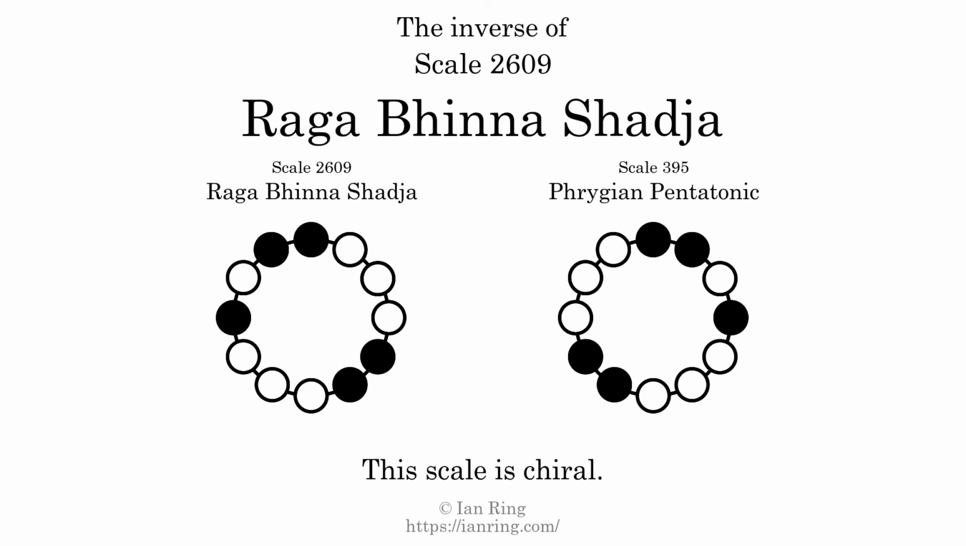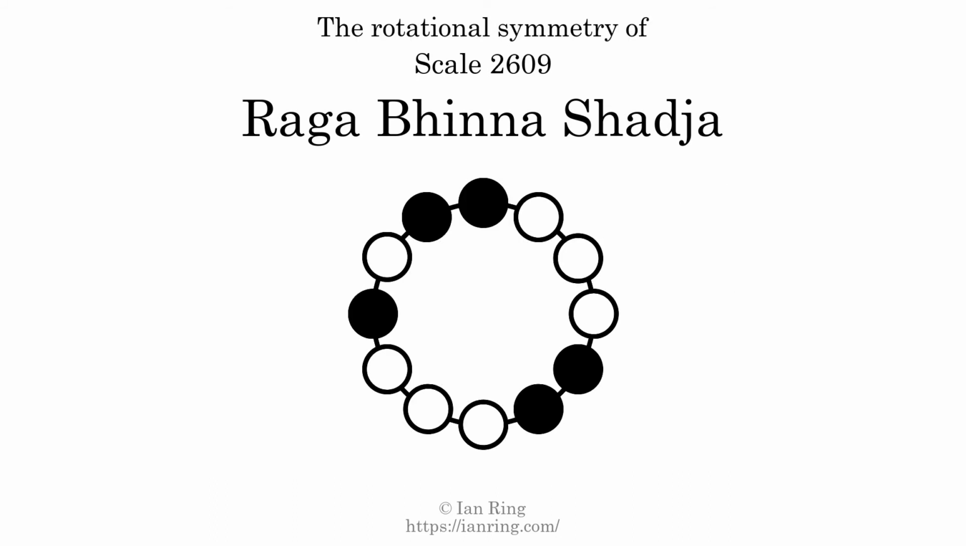The inverse of a scale is a mirror image. It is what you get when the sequence of intervals is reversed. The inverse of this scale is scale 395, also known as Phrygian pentatonic. This scale is chiral. It cannot transform into its inverse by rotational transformation. This scale has no rotational symmetry.